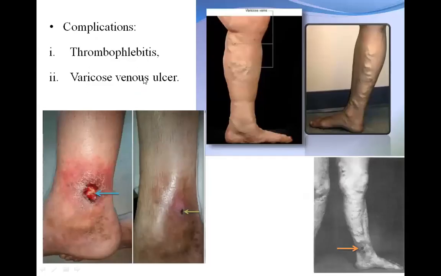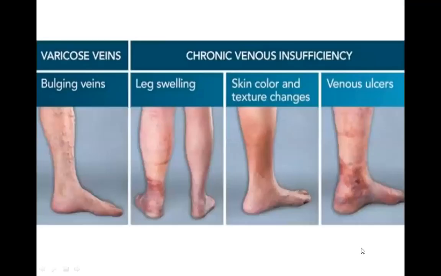Complication: thrombophlebitis and varicose venous ulcer. Here you can see the varicose venous ulcers. So in the varicose vein, initially there is bulging of the veins. Then along with that, there will be leg swelling. Then there will be change in the skin color and the texture. Then there is formation of the venous ulcer. So these are the stages of the formation of the venous ulcer.